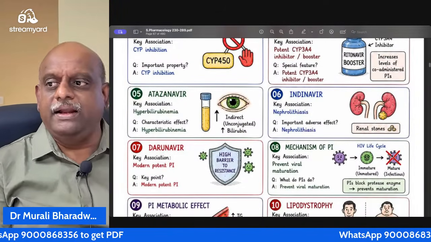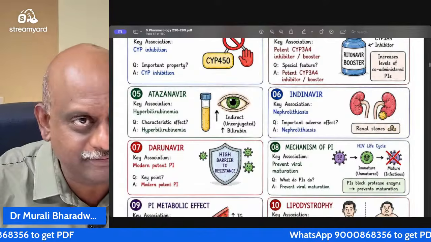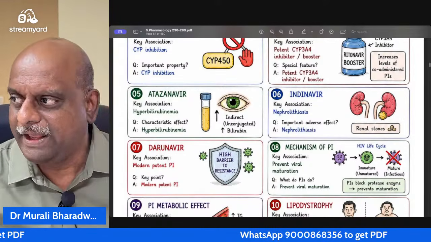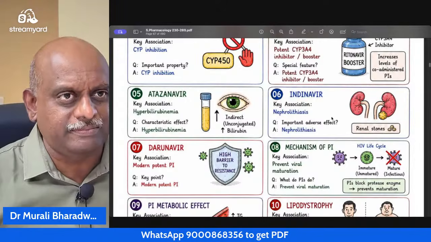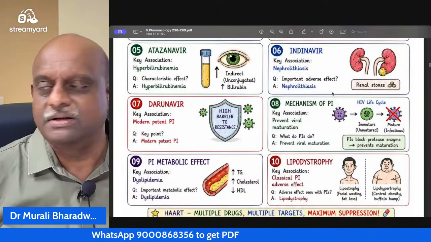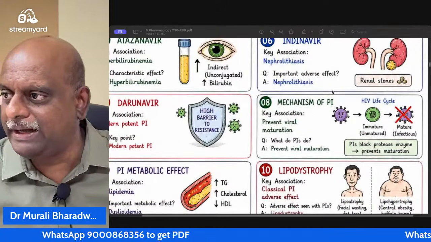Atazanavir can lead to hyperbilirubinemia. And indinavir, favorite MCQ in exam, nephrolithiasis, you need to basically remember.